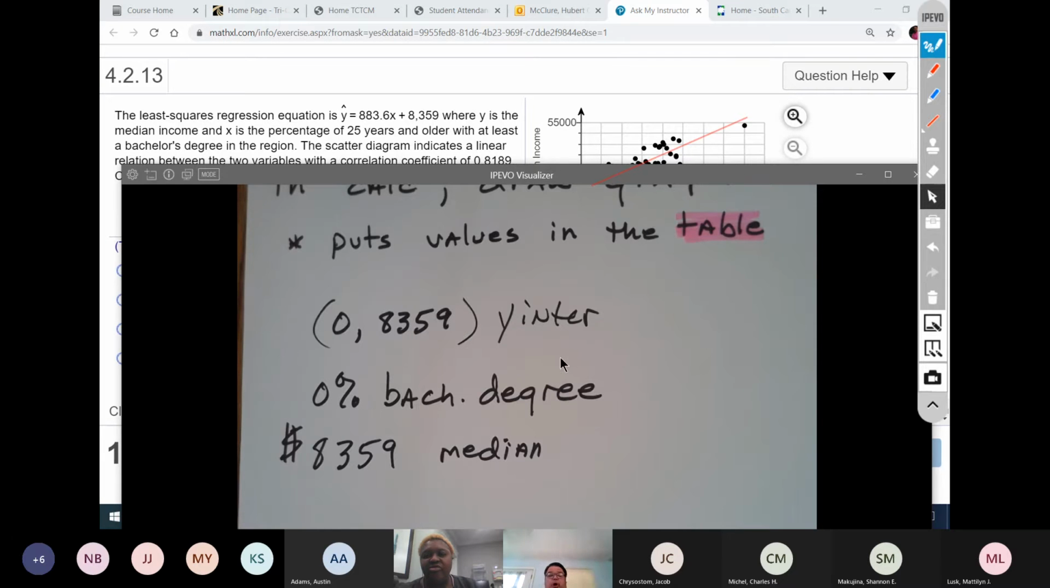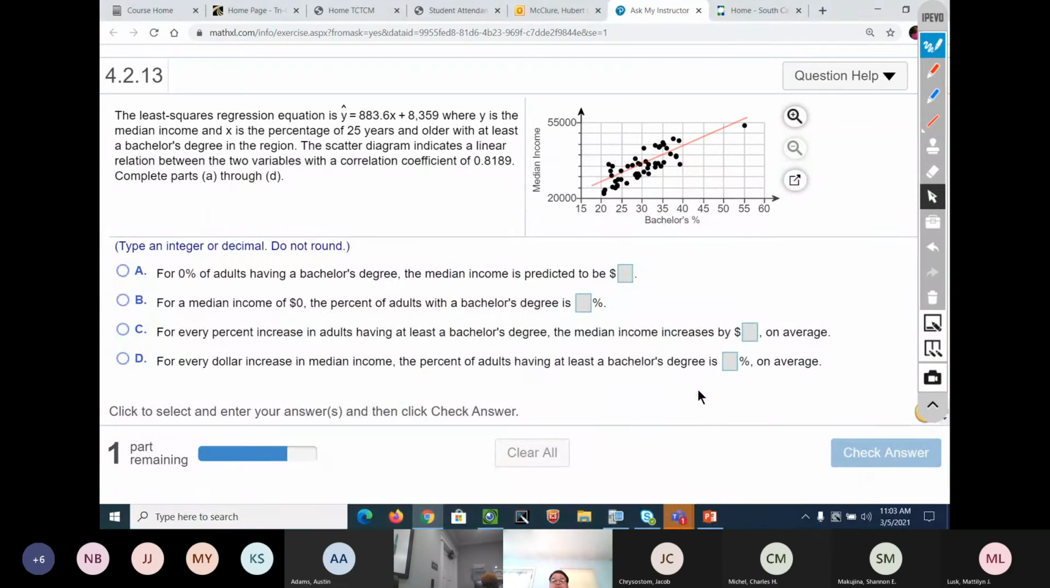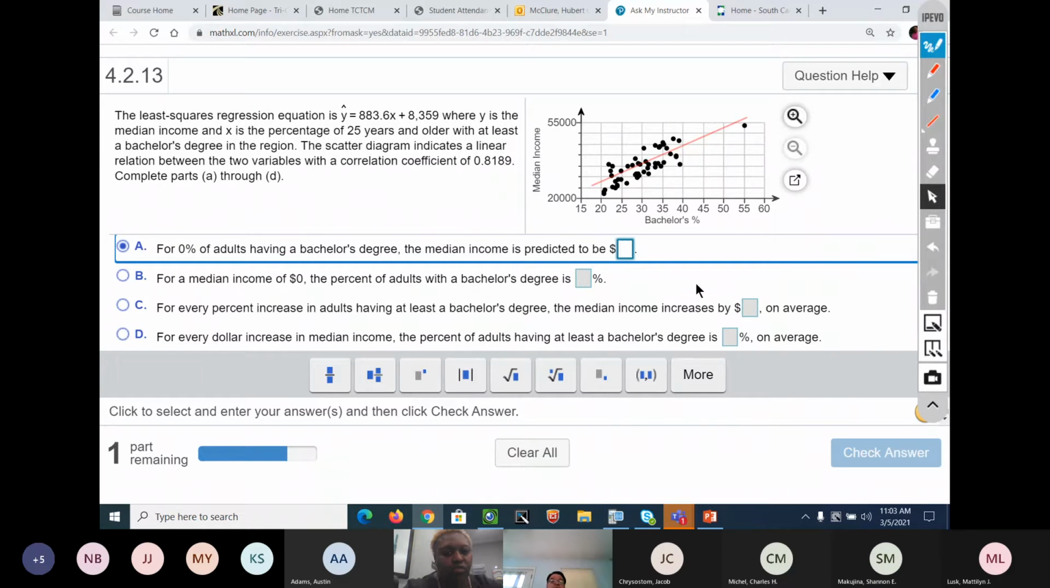Anyway, to make a long story short, what is wrong with $8,000? Nothing. Too low. It doesn't make any sense. There is no way a high school graduate that has a little bit of motivation and a little bit of work ethic will make less than $8,000. For 0% of adults having a bachelor's, the median income is predicted to be $8,000. That's basically what that means.